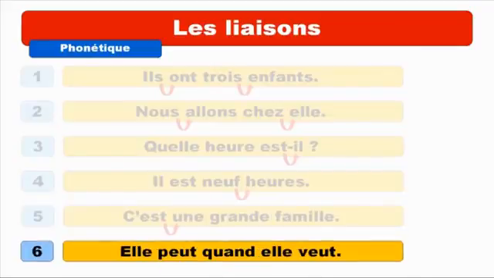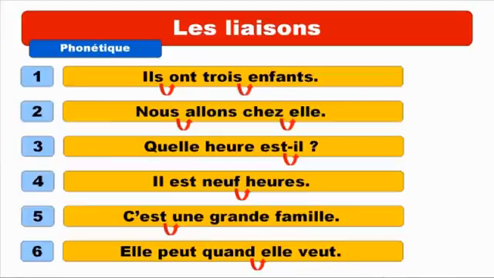Okay, and last but not least, "Elle peut quand elle veut." Let's see where the liaison goes, and it goes between "quand" and "elle." Here the D would be pronounced a bit more like a T. "Quand elle, quand elle." All right, so we get "elle peut quand elle veut." Repeat. "Elle peut quand elle veut."